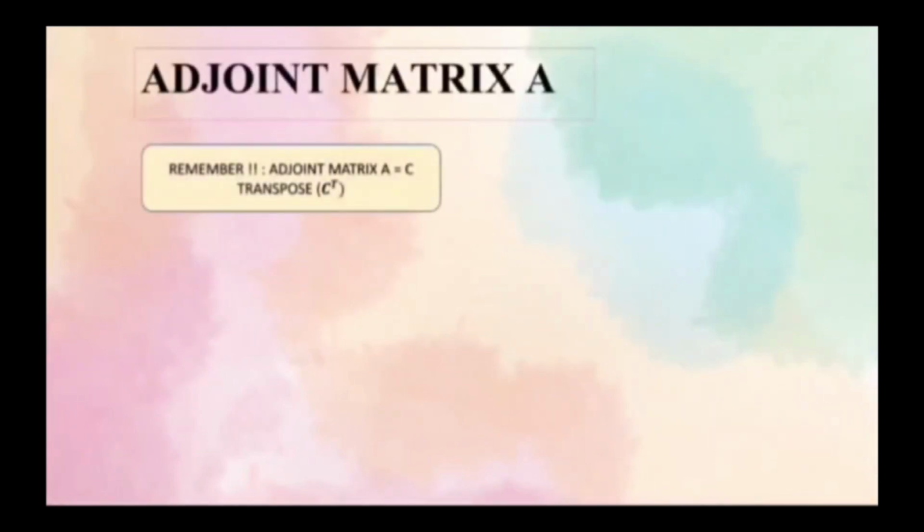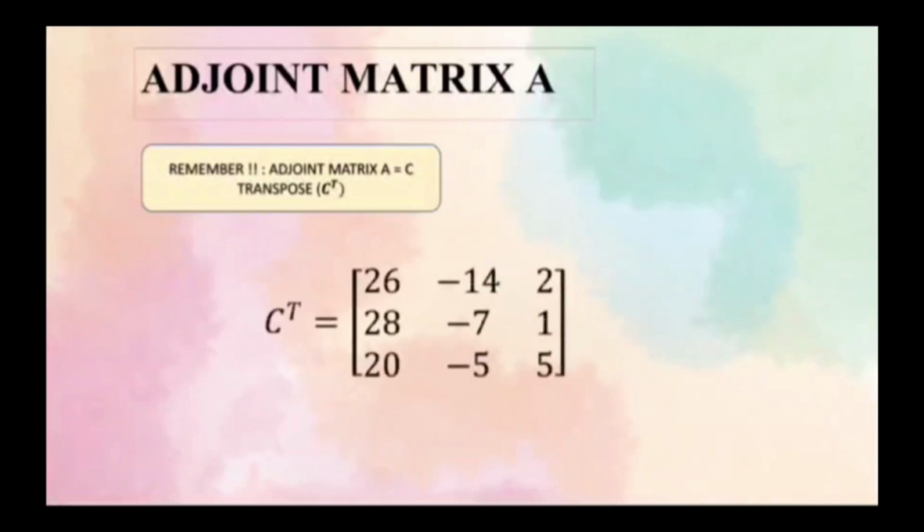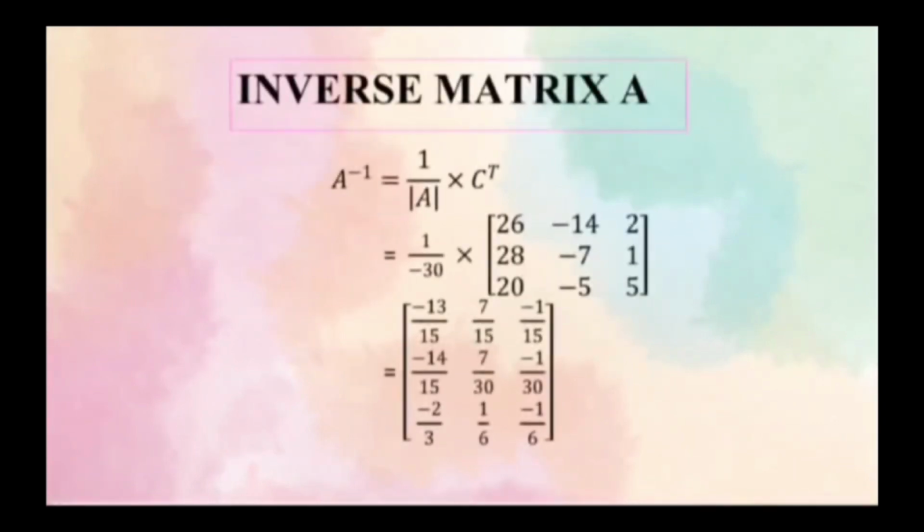Next, we need to find the adjoint matrix of A. Bear in mind that the adjoint matrix of A is equal to the transpose of the cofactor. The transpose of a matrix is found by interchanging its rows into columns or columns into rows. Next, you need to find the inverse matrix of A through the formula 1 over determinant of A times adjoint of A, or equal to C transpose.